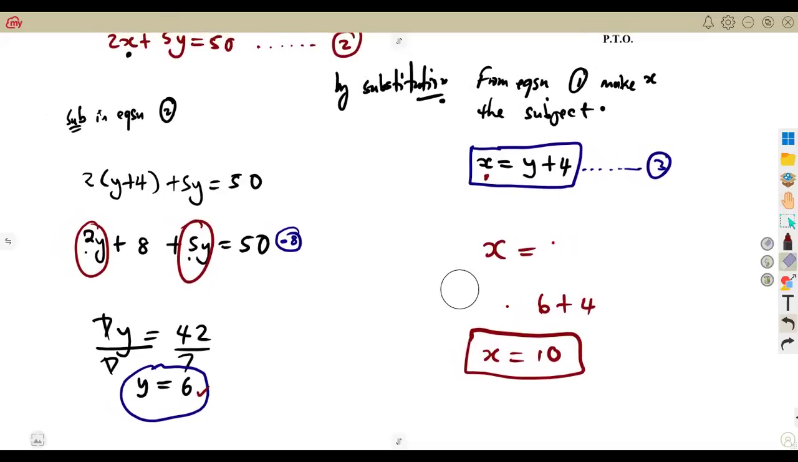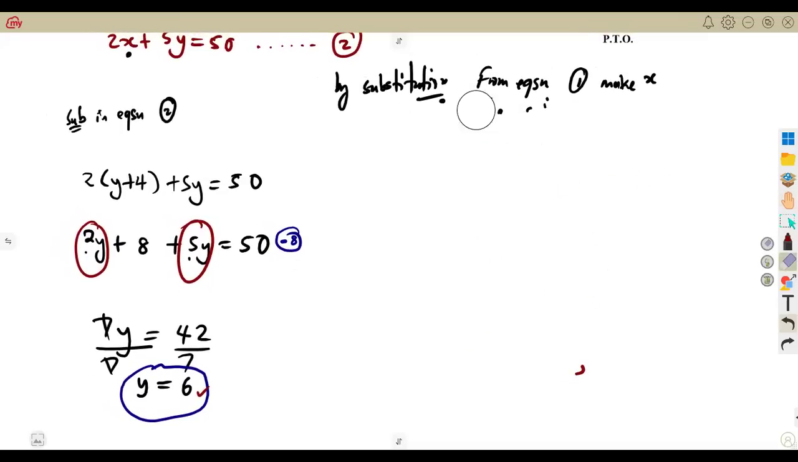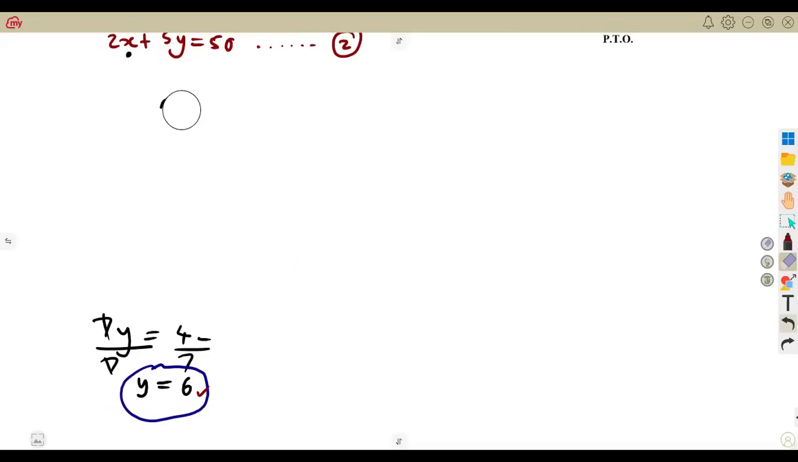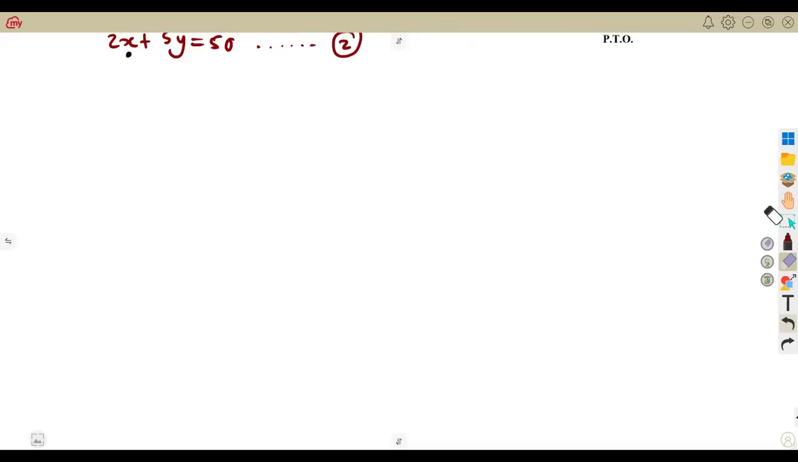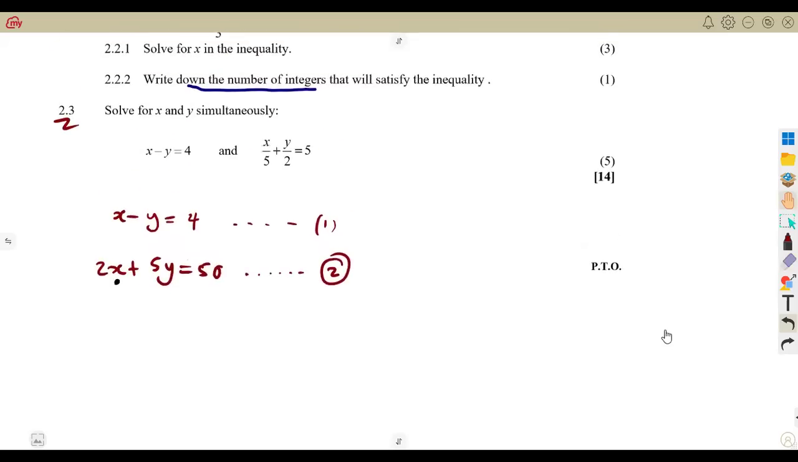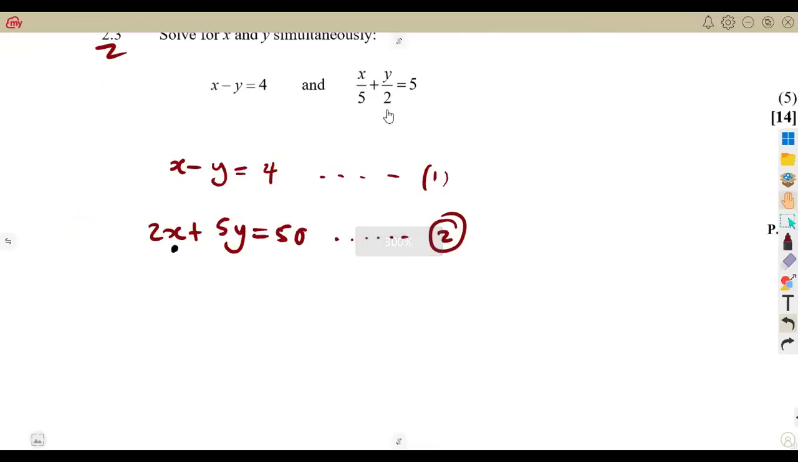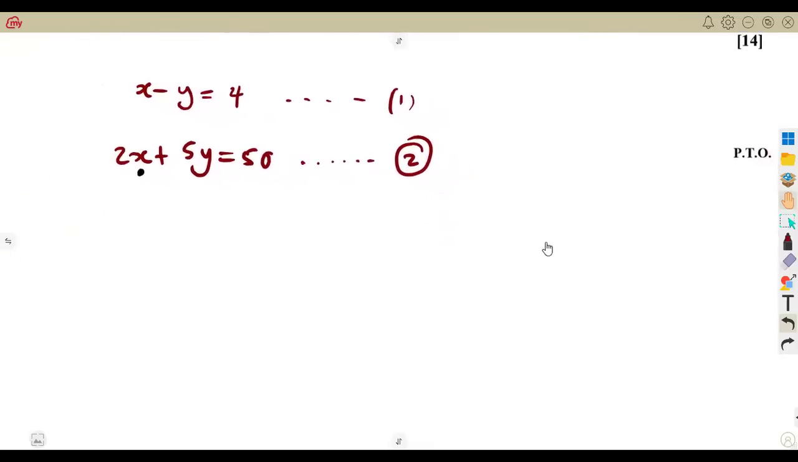So like I said, guys, there are so many ways. You can also use your elimination method, any method that you do understand, as long as it is part of your syllabus. So let's also try the elimination method after having removed our fractions. Remember, this is what we have after removing the fractions. Let's try to use the elimination method.